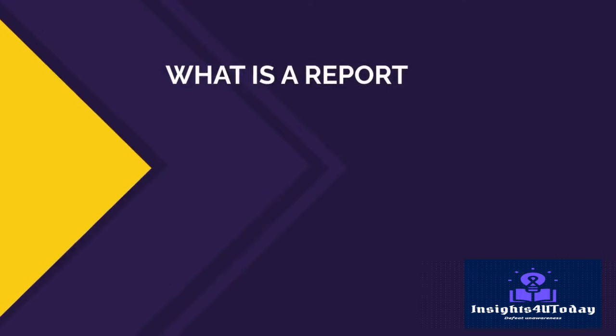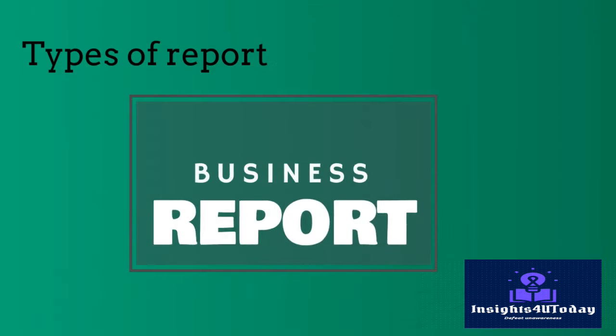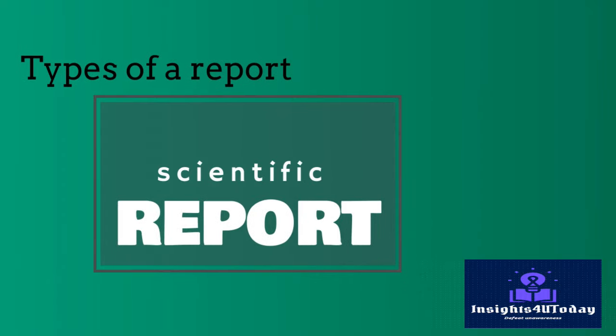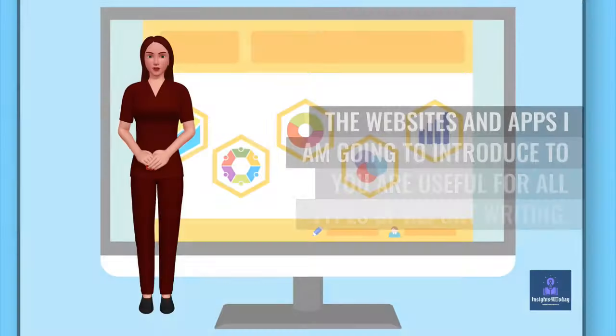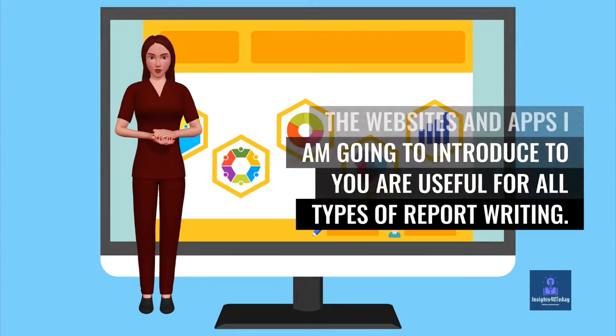What is a report? A report is usually seen as an official document which organizes information with a particular target and goal in mind. There are different types of reports which may include business reports, scientific reports and of course academic reports. The websites and apps I am going to introduce to you are useful for all types of report writing.